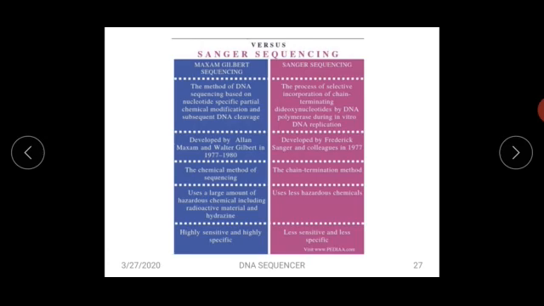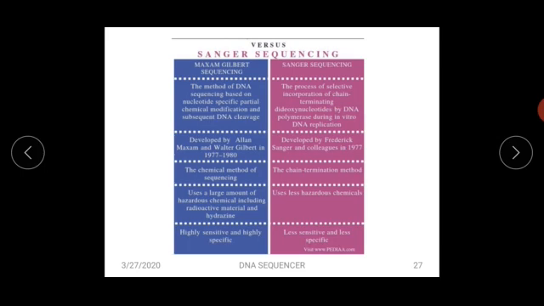This is the difference between the Maxam-Gilbert and the Sanger method. The Maxam method, as we have seen, works on chemical modification and DNA cleavage, whereas in the Sanger sequencing method, through selective incorporation, the chain is directly terminated with the help of dideoxynucleotides, ddNTPs, which we have seen earlier in the Sanger method.